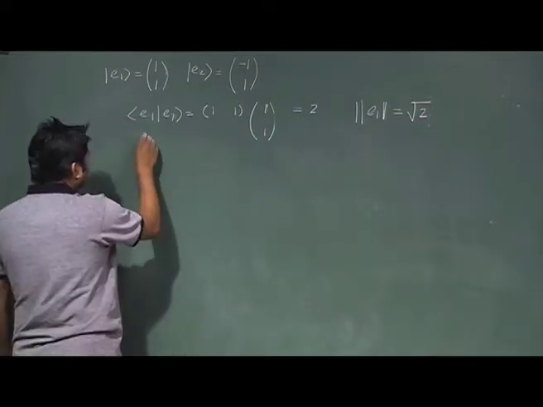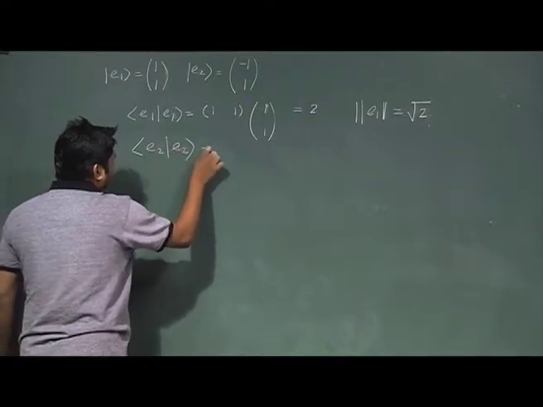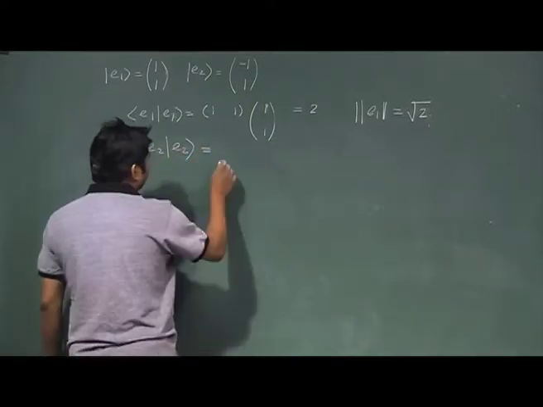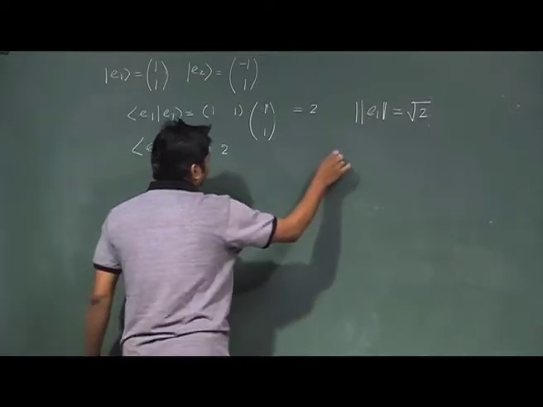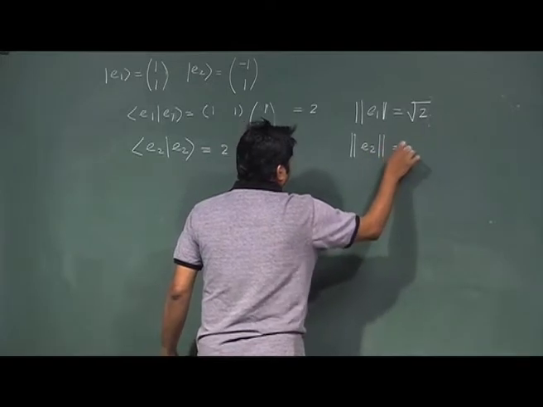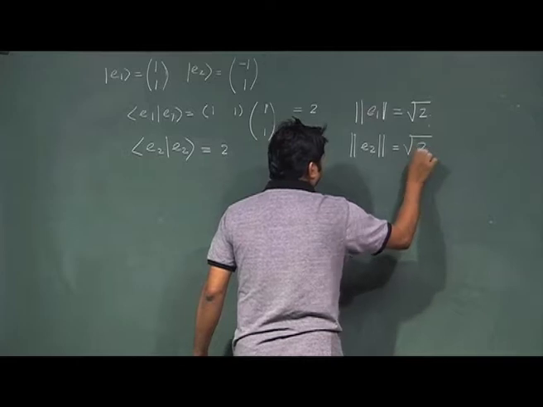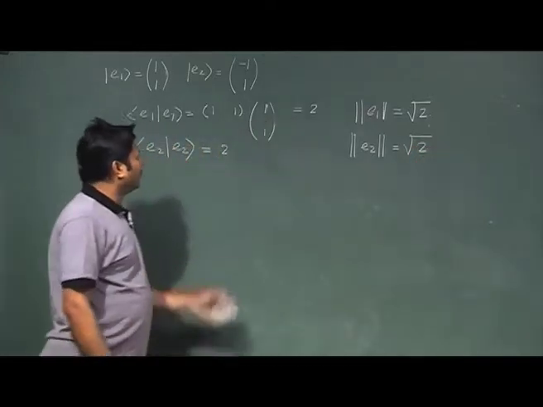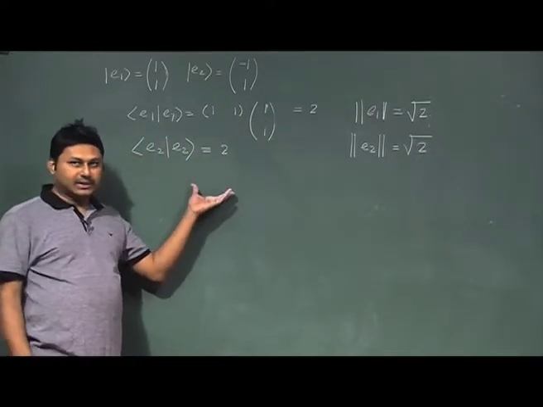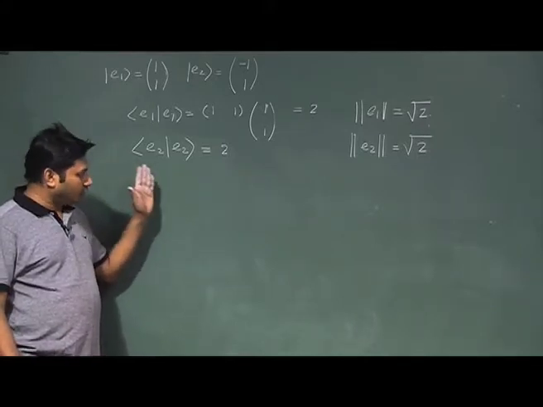In a similar way, if I calculate E2, I also find that this value is 2. So the norm of E2 is also root over 2. So, even though they are orthogonal to each other, they are not orthonormal.